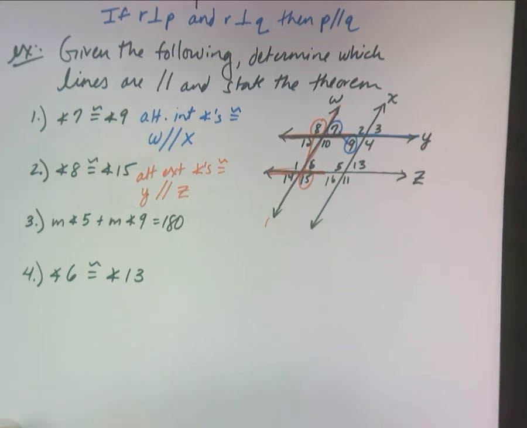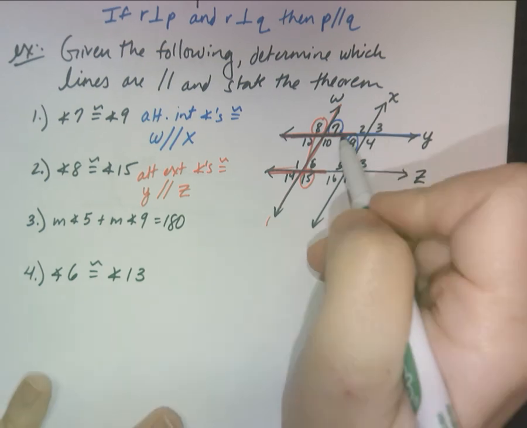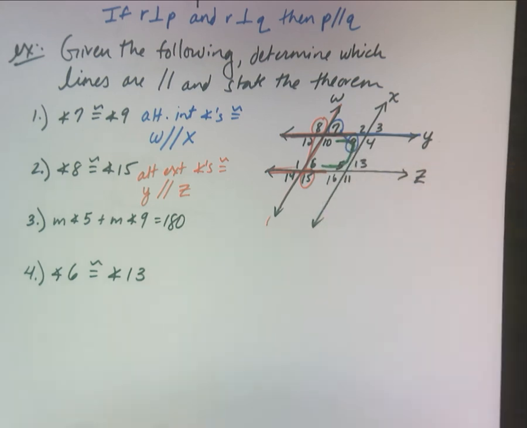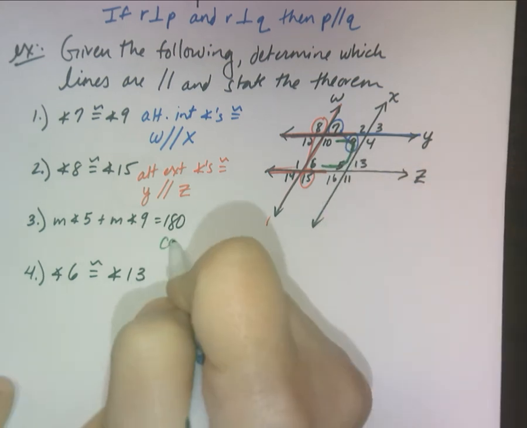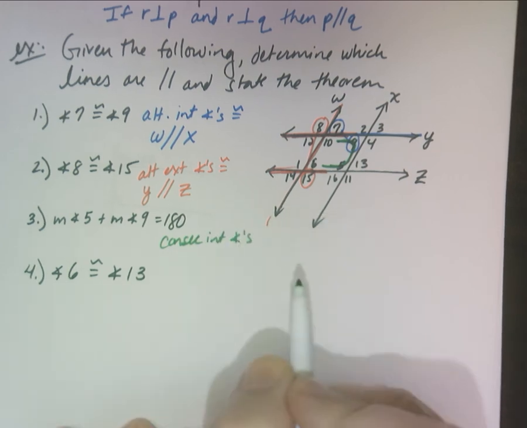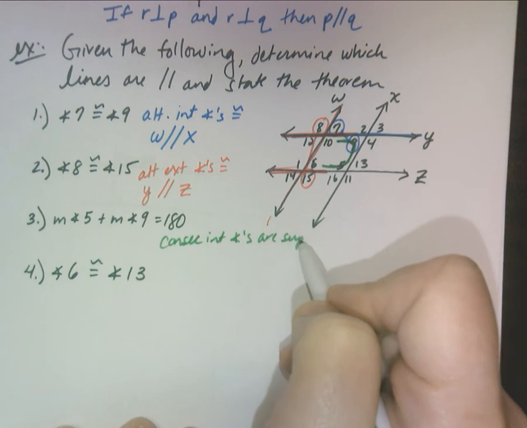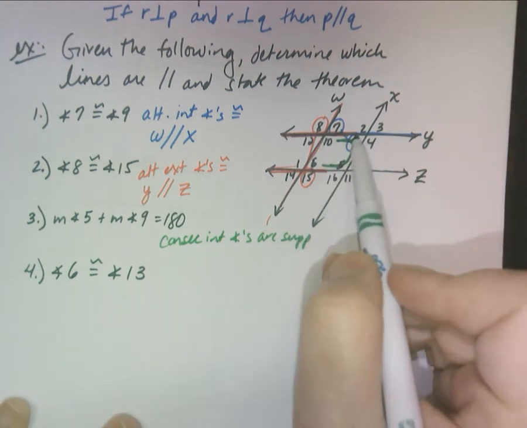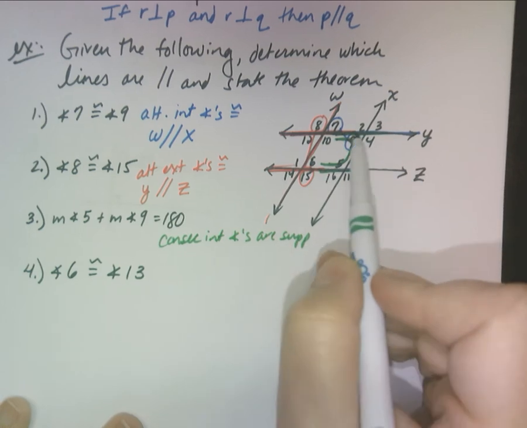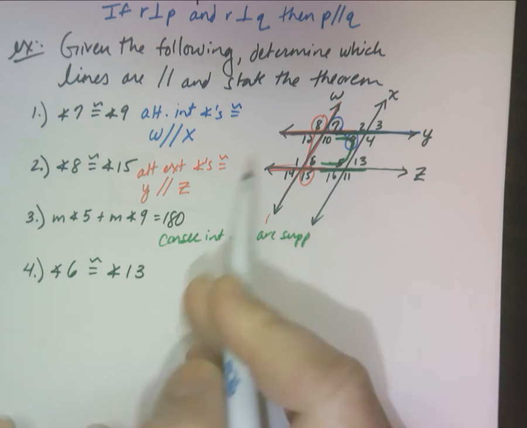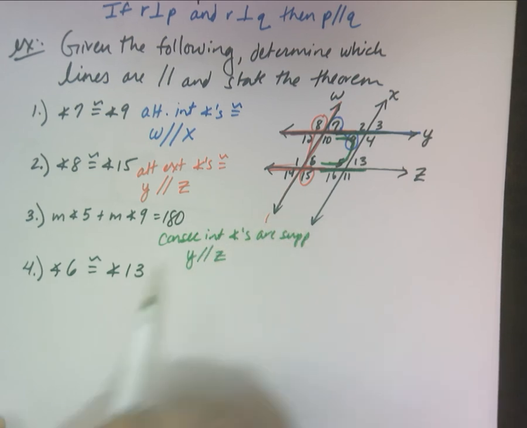Let's try another one. 5 and 9 add up to 180. Let's see, 5 and 9, here's 9 and 5. If they add up to 180, that means they must be consecutive interior angles, and they are supplementary, which means, which two lines are they supplementary on the interior? These two right here where it makes the C shape. So Y and Z would be the parallel lines.